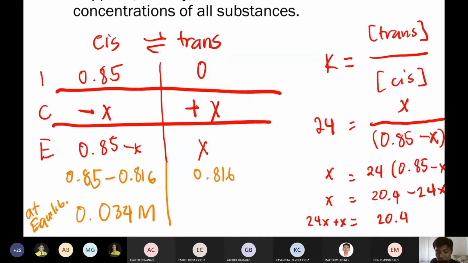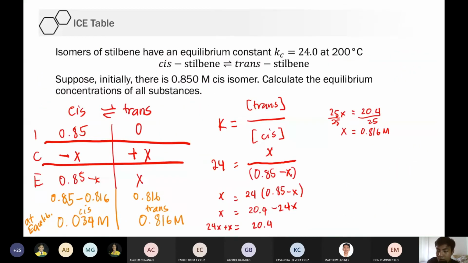How about the trans isomer? Di yun na yun. Wala na tayong gagawin. 0.816 molar. Okay, so that's how we solve for problems like this. Let me highlight it na lang yan.